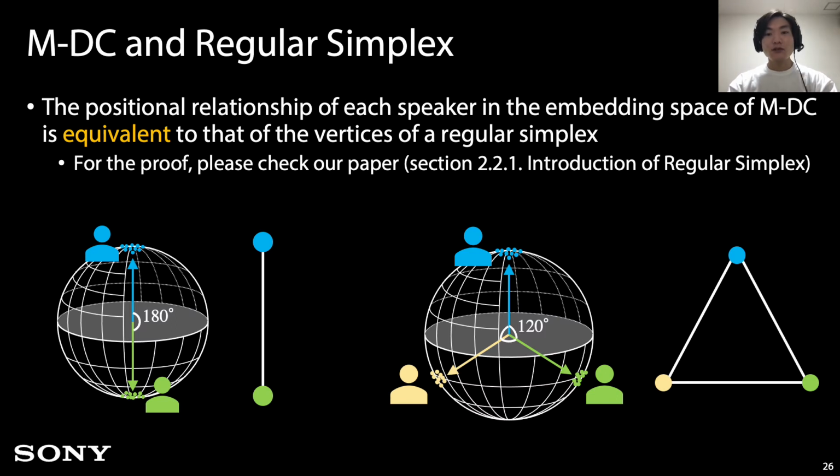Actually, the positional relationship of each speaker in the embedding space of MDC is equivalent to that of the vertices of a regular simplex. You may see the cases of 2 and 3 speakers below. We can prove this equivalence generally. If you'd like to read it, please check our paper. The proof is in section 2.2.1, Introduction of Regular Simplex.